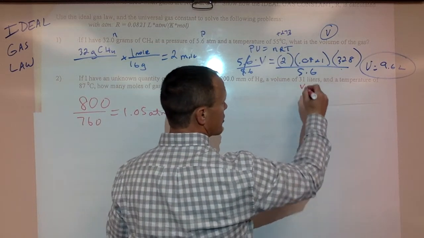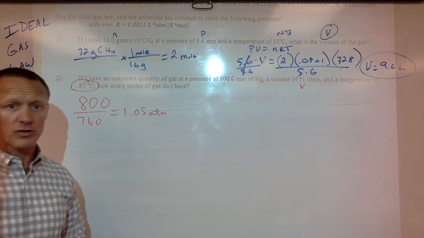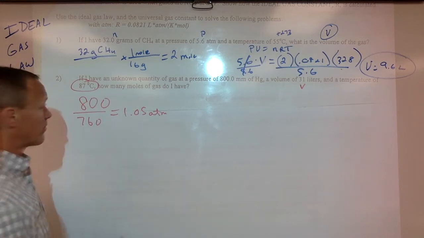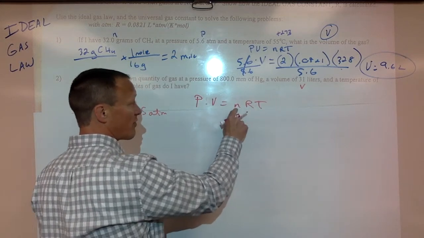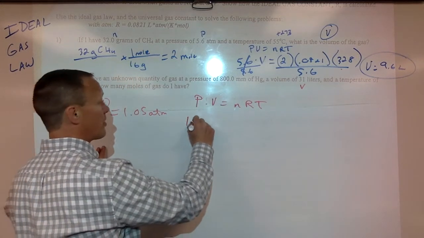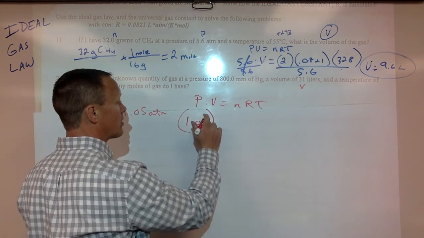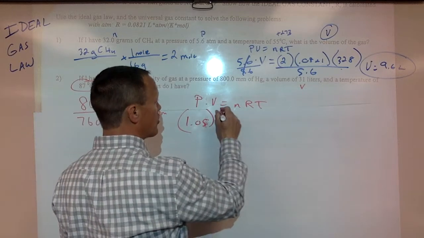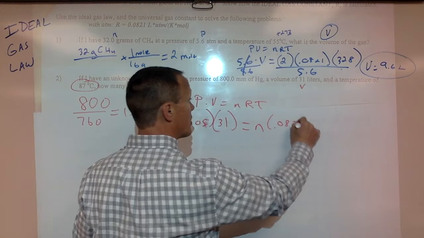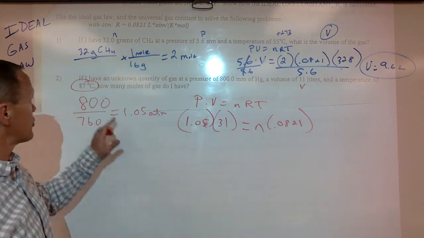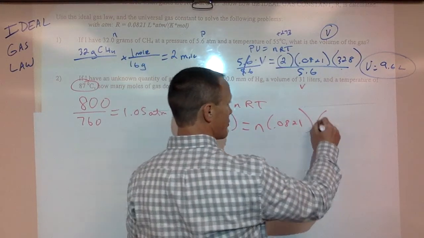31 liters, that's our volume. And temperature is 87 degrees Celsius. Again, that has to be in Kelvin, so we've got to add 273 to that. So we plug our numbers in. We're solving for moles. Pressure is 1.05. Our volume is 31 liters. That's a lot, so we're probably going to have quite a few moles. There's n. R is 0.0821. And our temperature, 87 plus 273, is 360 degrees Kelvin.